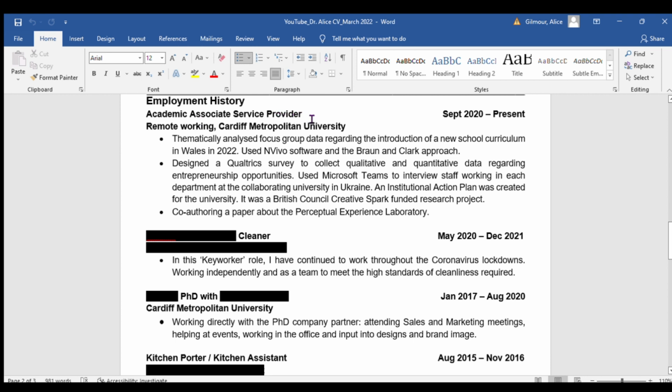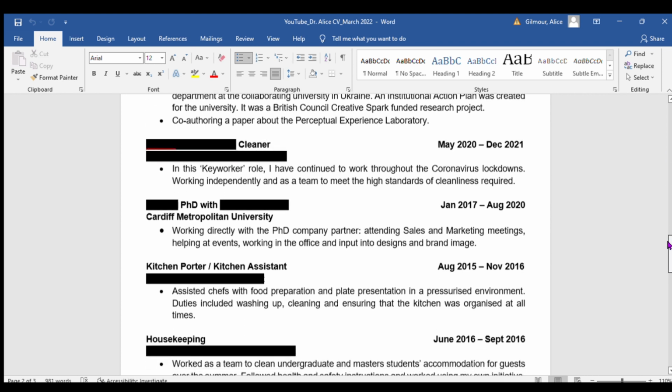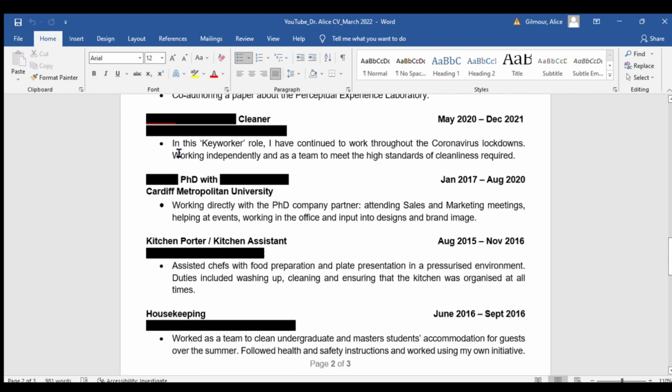So I've got those bullet pointed. Then I had a cleaning job. This is very much like skimming over. You don't want to include loads of details, particularly if these aren't relevant, but it shows that you have had a history of work, which shows that you are able to turn up on time, deal with responsibility and other things like that.